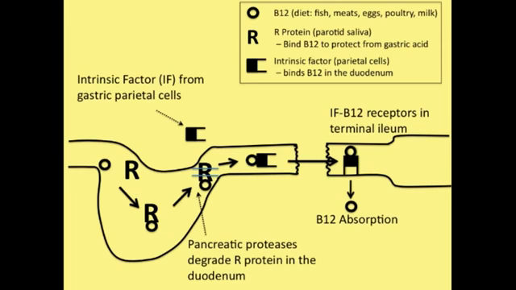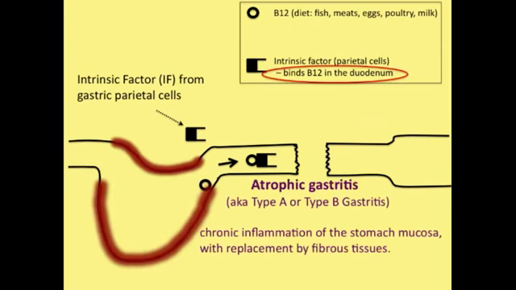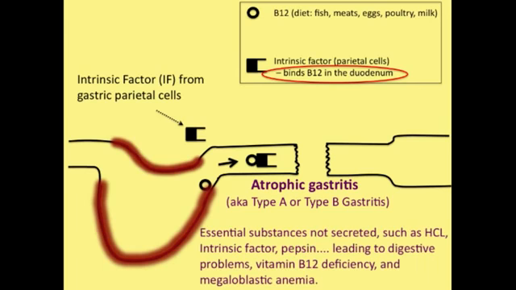And finally, we have a few more important disease mechanisms that can result in the decrease in vitamin B12 uptake. So here we have atrophic gastritis, types A and B. And remember that atrophic means that metaplasia has already begun to occur, where stomach mucosa is beginning to get replaced by fibrous tissue. And what does this lead to? Well, eventually you're going to have essential substances not being secreted, like HCl, intrinsic factor, pepsin, and so on and so forth. So this again is going to lead to digestive problems, vitamin B12 deficiency, and megaloblastic anemia.